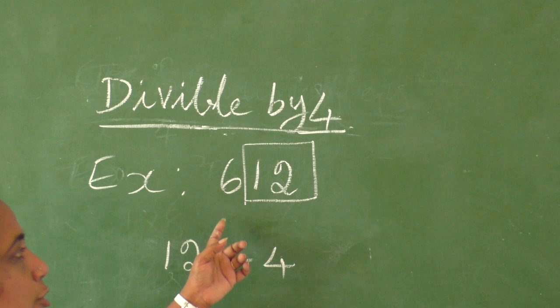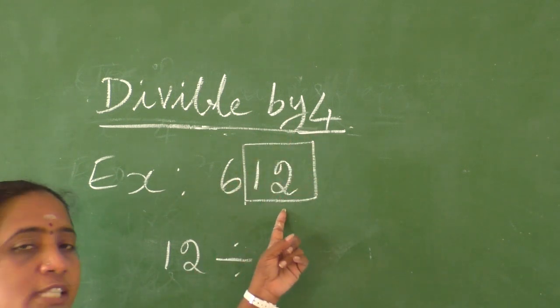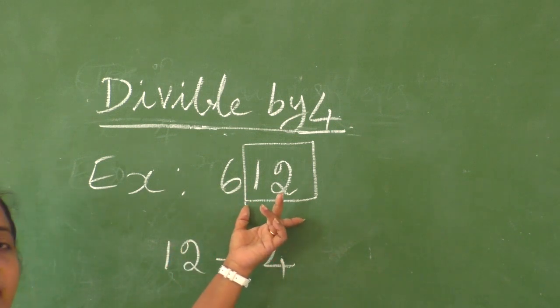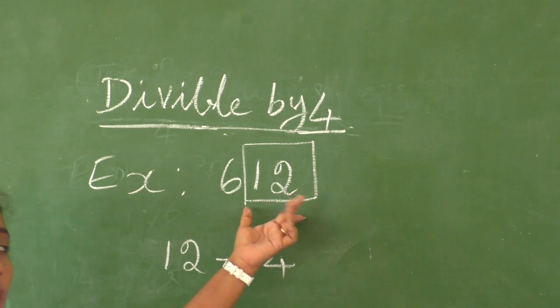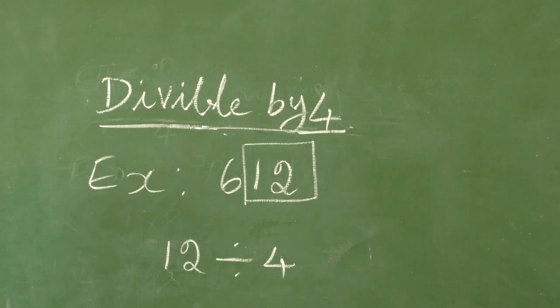No need to check the whole number. For 2, you have to check the ones place only. For 4, you have to check the tens place and ones place together. If those two digits are divisible by 4, then definitely the whole number will be divisible by 4.